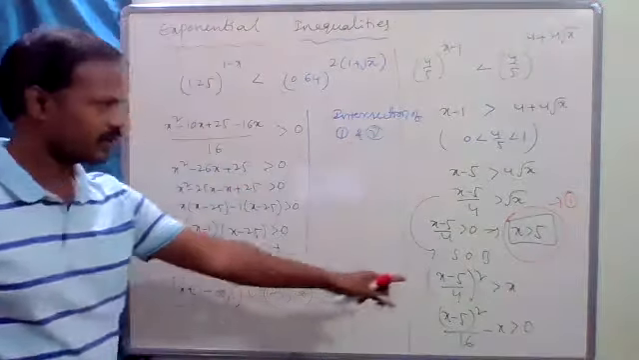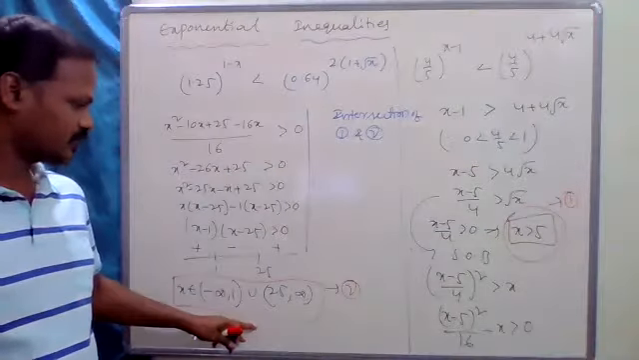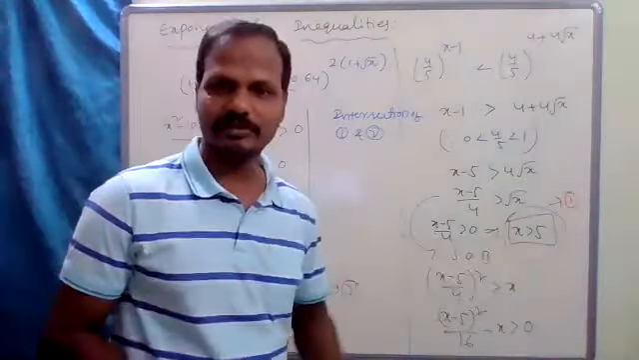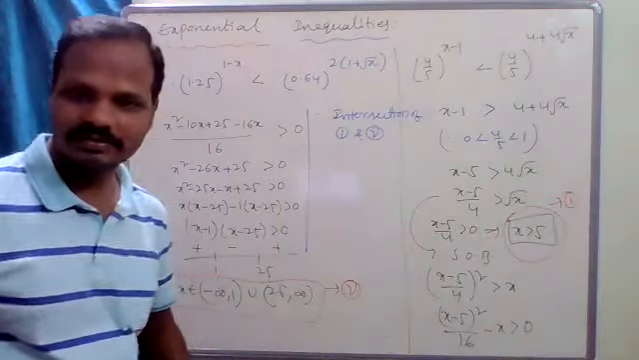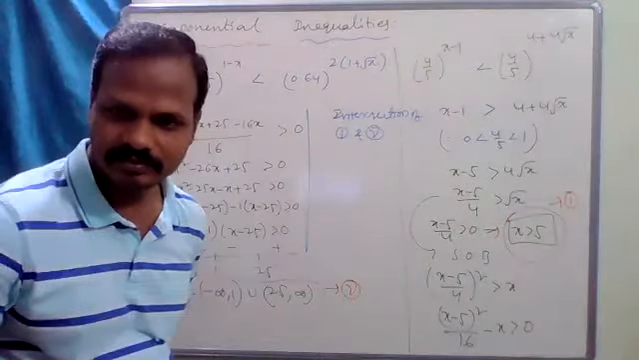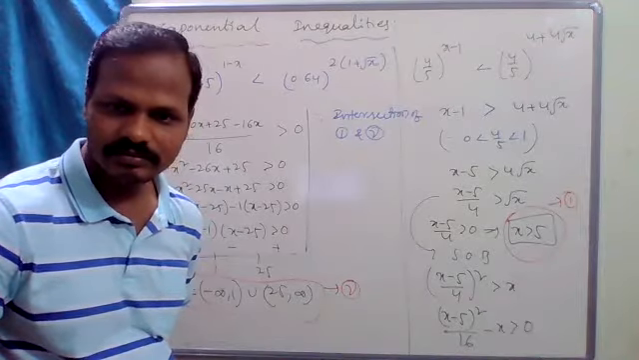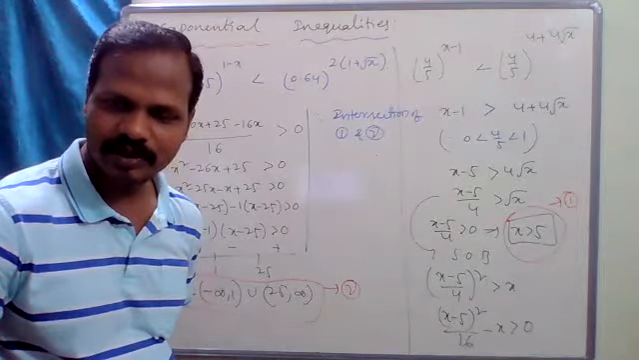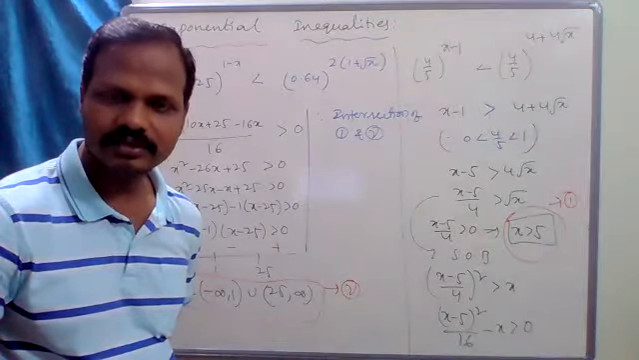So what is the intersection of 1 and 2? This is x greater than 5. x belongs to this one. x greater than 5 means x belongs to 5 to infinity. So what is the answer? x greater than 5 is not possible. Why? Why is it not possible?